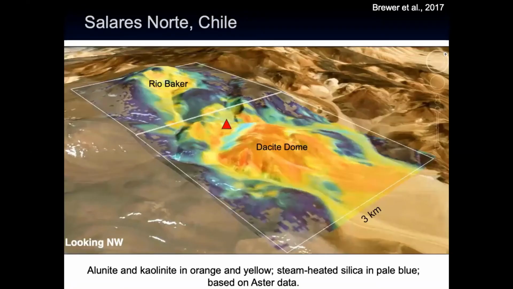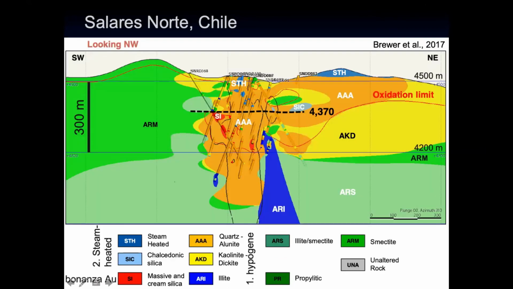And here we see an ASTER alteration map of the area. There's a dacite dome here with alunite and kaolinite in orange and yellows, and also steam-heated opaline silica in the blue. And this is right where the Salares Norte deposit was discovered, right next to this dacite dome. And here we see the alteration section.